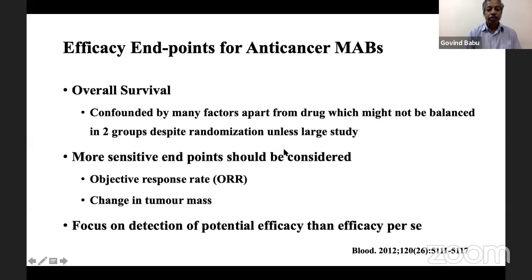The efficacy endpoint for anti-cancer monoclonal antibodies is overall survival. But this is not the ideal thing for a biosimilar, because then again, the cost of the drug is going to go up. So we use more sensitive endpoints that are considered today for biosimilars. Some of them are the objective response rates and the change in tumor mass. And the focus on detection of potential efficacy rather than efficacy per se is what is considered for a biosimilar, in contrast to an innovator when that is developed.